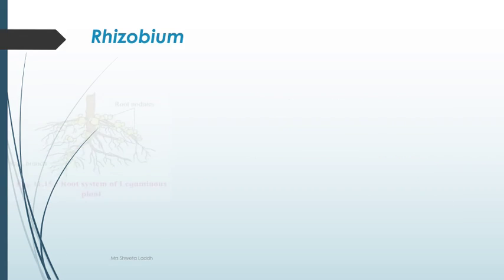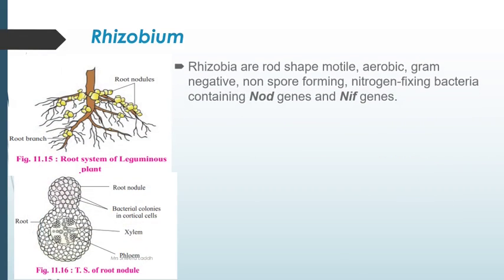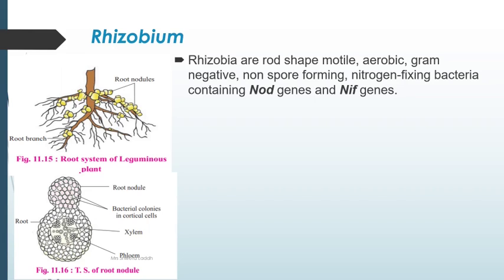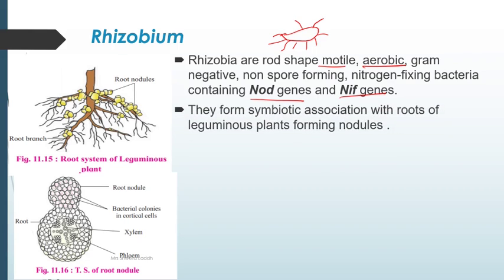First we will discuss Rhizobium. These Rhizobium are rod-shaped bacteria. They are motile because they are flagellated bacteria. They are aerobic, they need oxygen for respiration. They are gram-negative, non-spore forming, nitrogen-fixing bacteria. They have two types of genes, the nod genes which help in formation of nodules and the nif genes which help in fixing nitrogen. They form a symbiotic association.